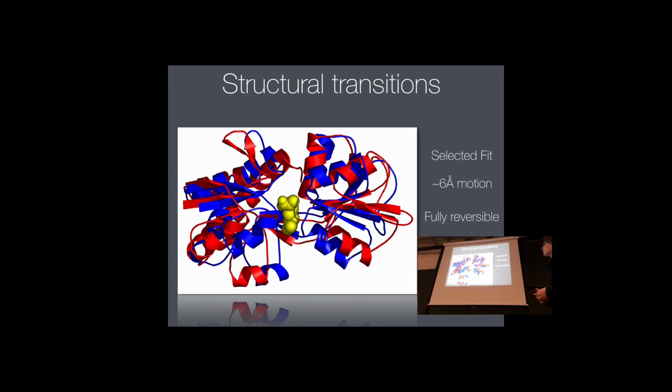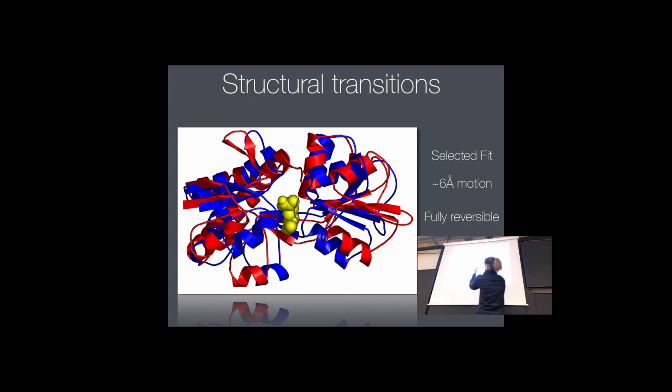So this is an example of selected fit. We have the red protein that is unbound and the blue protein that is bound. I'm sorry, I should say state. Around this yellow ligand, you can see that the blue pocket is slightly more closed than the red one. And this is a 6 angstrom motion.